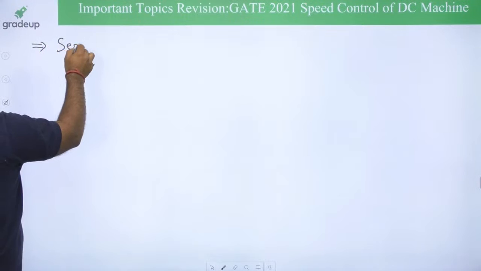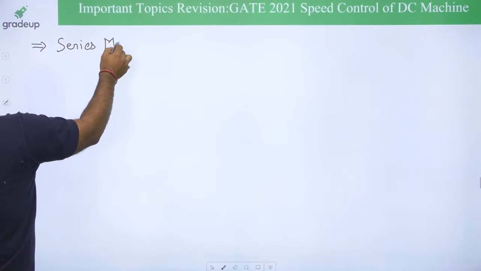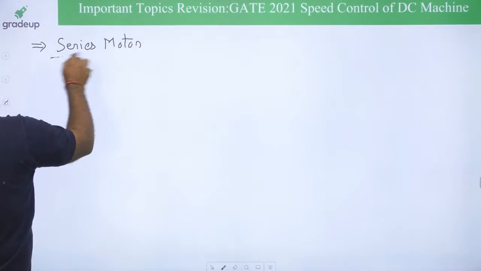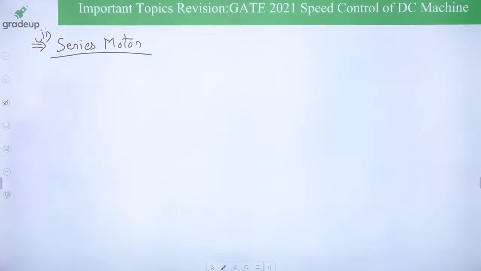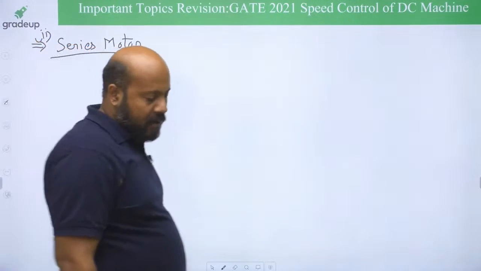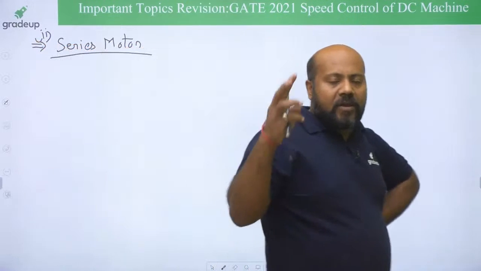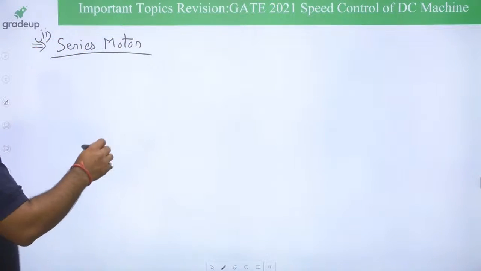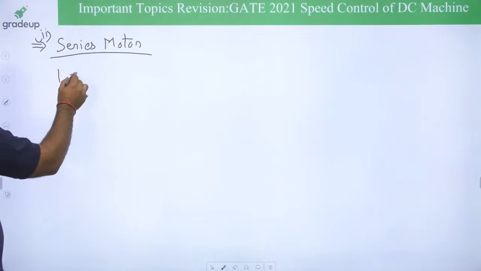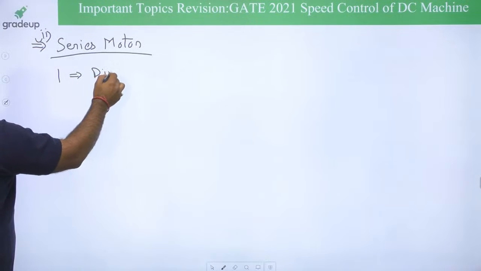Now let us talk about the series motor. In the series motor, if you want to do the speed control by using the field flux method, then my friend, there are three methods with the help of which you can control the speed. Number one is the diverter method.